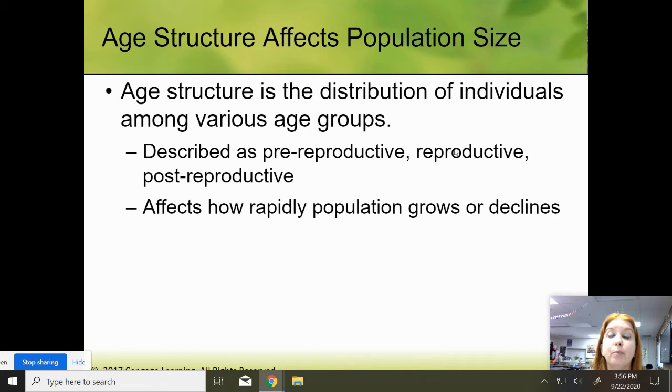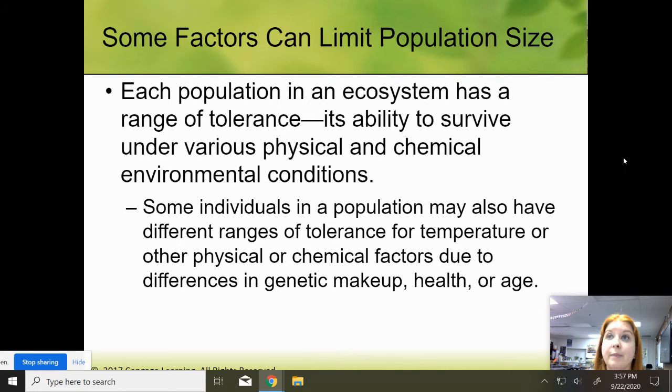So if most of your population is in pre-reproductive or reproductive age, you're going to have a very quickly growing population. But if most of your population is post-reproductive, it's going to be a very slowly growing or declining population because nobody's making babies. So we got a couple of factors that can limit population size.